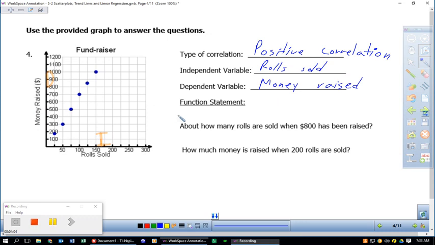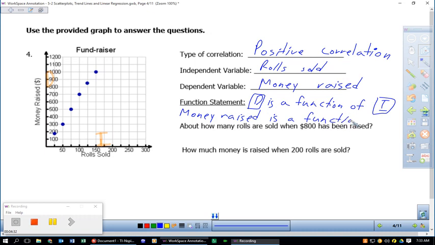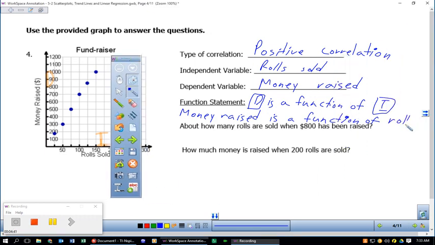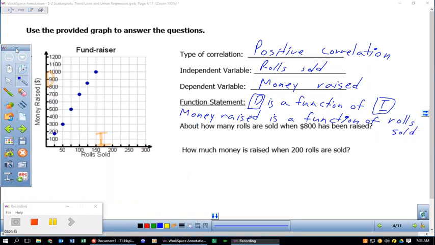Now this is the first time we write a function statement. These are always in the form of D, the dependent variable, is a function of whatever the independent variable is. So in our case, money raised is a function of the number of rolls sold.